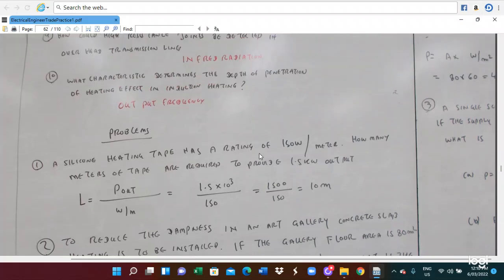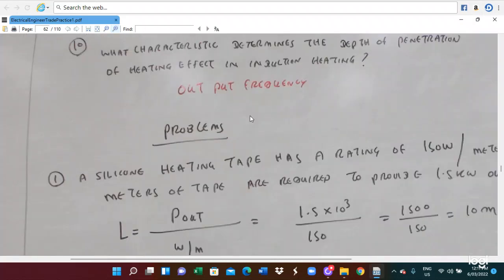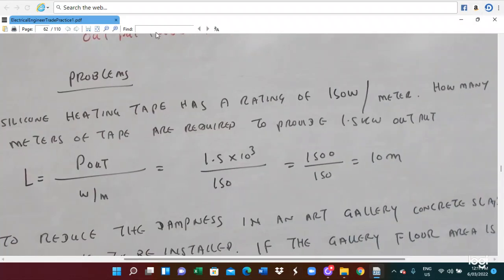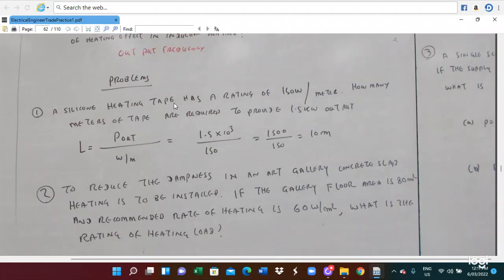Okay, so electrical engineer trade practice 1 for the electrical trade 2 students. We are talking about page 62. So we explain about this problem. A silicon heating tape has a rating of 100 watt per meter. How many meters of tape are required to provide a 1.5 kilowatt output?